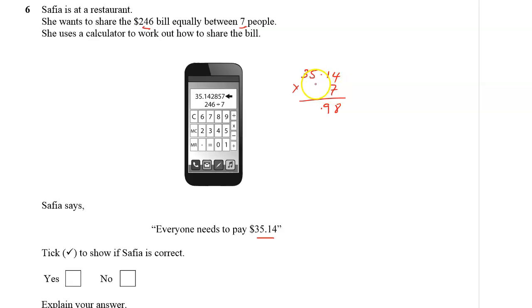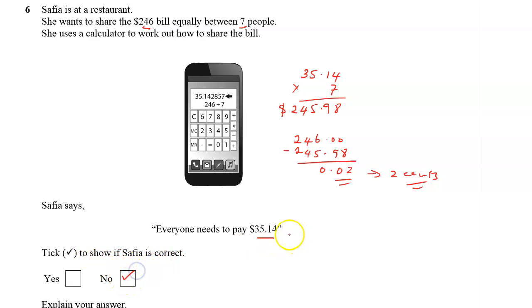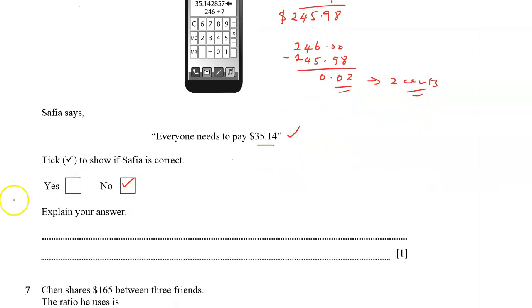7 times 5 is 35. Carry 3. 3 times 7 is 21. 21 plus 3 gives us 24. So the total is $245.98, and as you can see, it is short of 2 cents. When you take 246 minus 245.98, this is 2 cents. So they are short by 2 cents of the amount. So tick to show if Sophia is correct. Sophia is not correct to say that each person needs to pay $35.14 unless she wants to add the 2 cents.